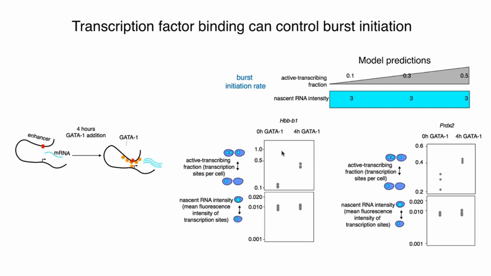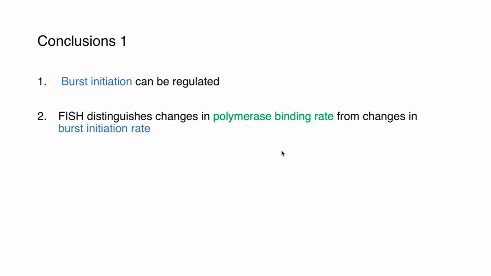So just to go over what I've shown you so far, we've used quantitative modeling and experiments to show that burst initiation is an important regulated step of transcription, and that we can use nascent transcript RNA FISH to tell apart changes in binding rate from burst initiation rate. This is really important because with a bulk method like Pol2 ChIP-seq or GRO-seq, these two steps are indistinguishable. Decreasing either of them would just decrease the amount of polymerase that reaches a gene on average in a population. So you need a single cell measure to be able to tell those steps apart.